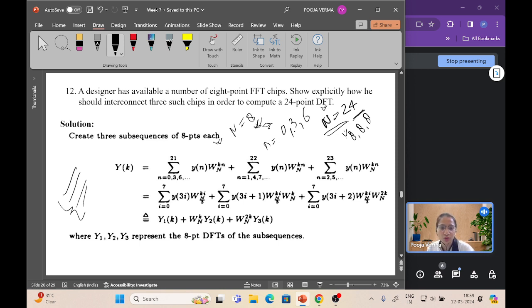First we will choose 0, 3, 6, then 9, 12. And in another 8-point chip, we need to choose 1, 4, 7, 10 like this. In another 8-point chip, how will we choose the sequence? That is 2, 5, then 8, 11 like this, right? For this question.